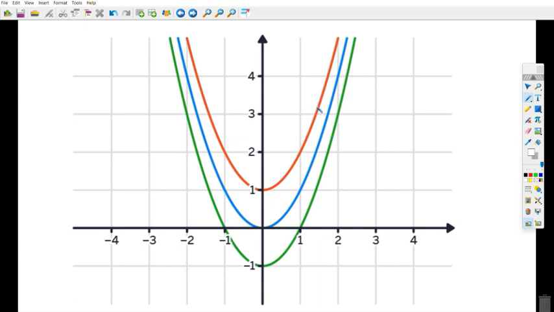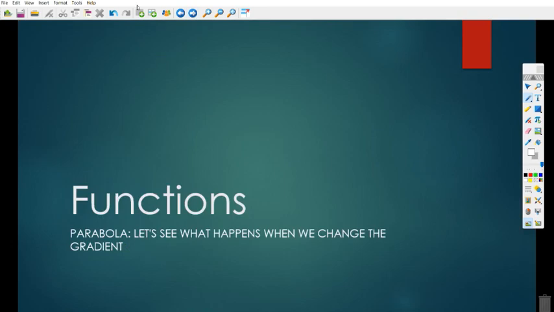Alright, in grade 11 though, we're going to move from side to side, left and right, and we're going to move away from the y-axis. But in grade 10, we're going to keep it nice and simple, and we're just going to move up and down for now, just to get you used to the parabola.